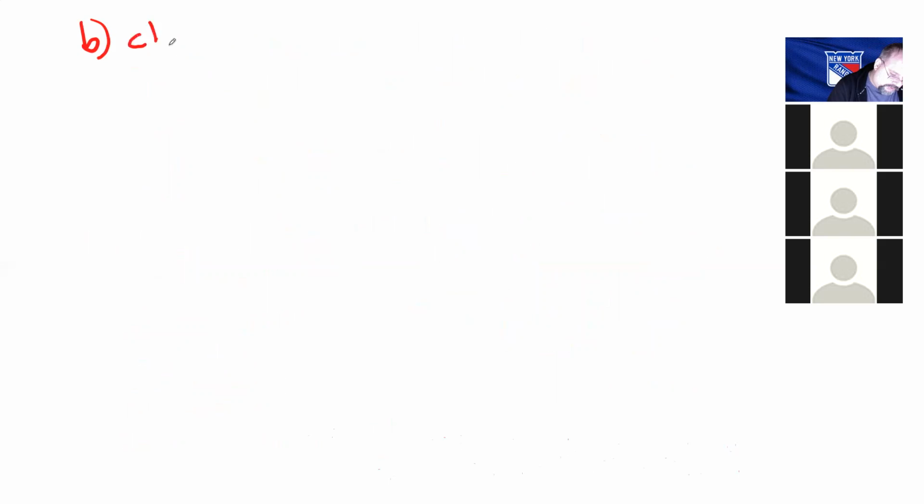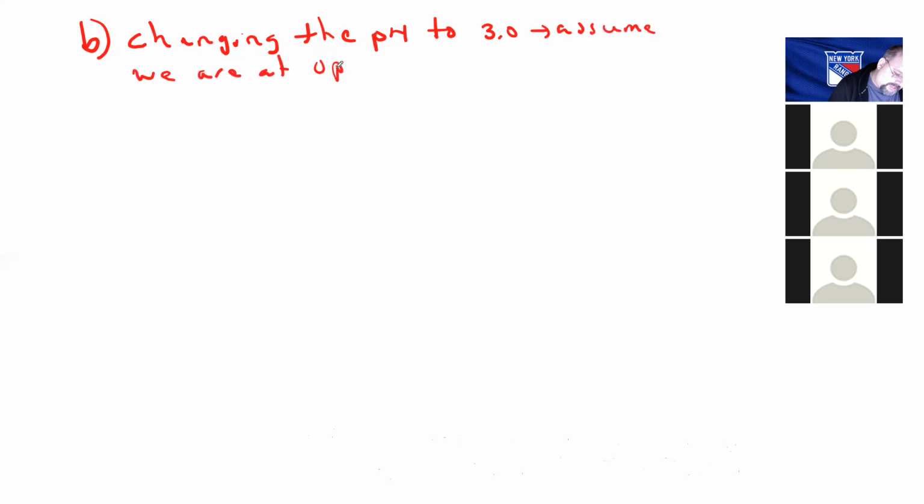Changing the pH to 3.0. So in this case, we can assume we are at optimum pH to start, because they use the word changing here. Okay. So let's talk about pH.